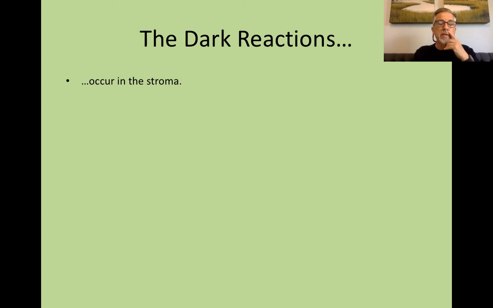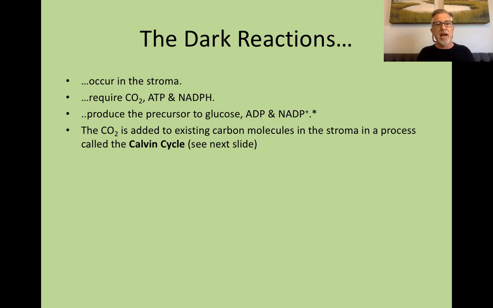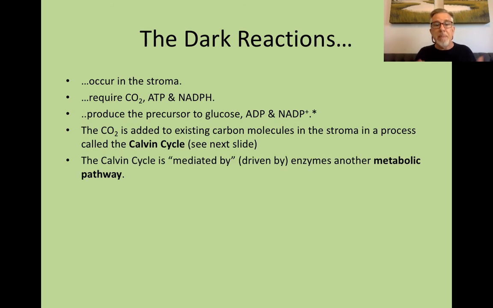Now it's time to go on and look at the dark reactions where we actually make energy-rich sugar molecules. These occur in the stroma, so outside of the thylakoids, but inside the chloroplast. They require carbon dioxide, ATP, and NADPH, and they produce the precursors to glucose, ADP and NADP. So the heart of the dark reactions is the addition of a single molecule of CO2 to an existing carbon-based molecule in the stroma in a process called the Calvin cycle. The Calvin cycle is a metabolic pathway, and therefore it's driven by enzymes, and each of those enzymes has a gene, of course.